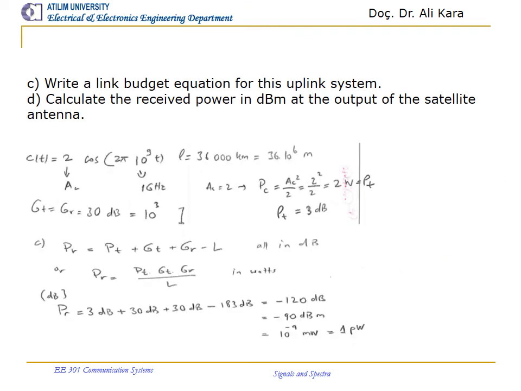Part C and D can be solved together. Link budget formula is the equation where you put all your gains and losses in the system. So from this equation the received power can be calculated given all the other parameters.